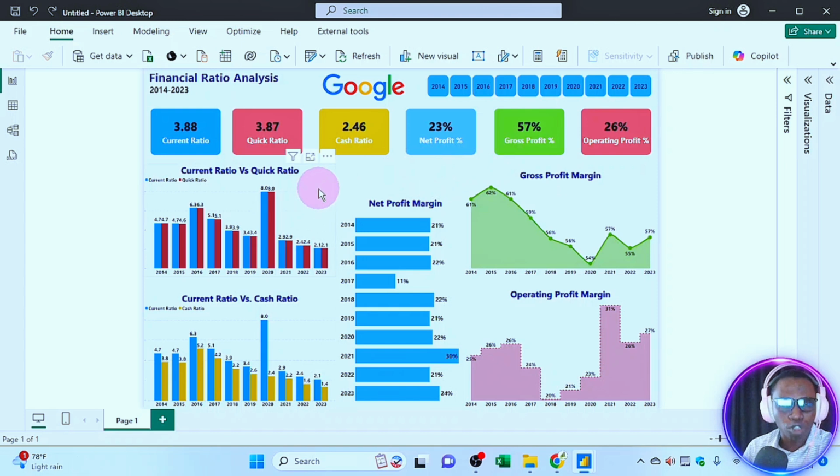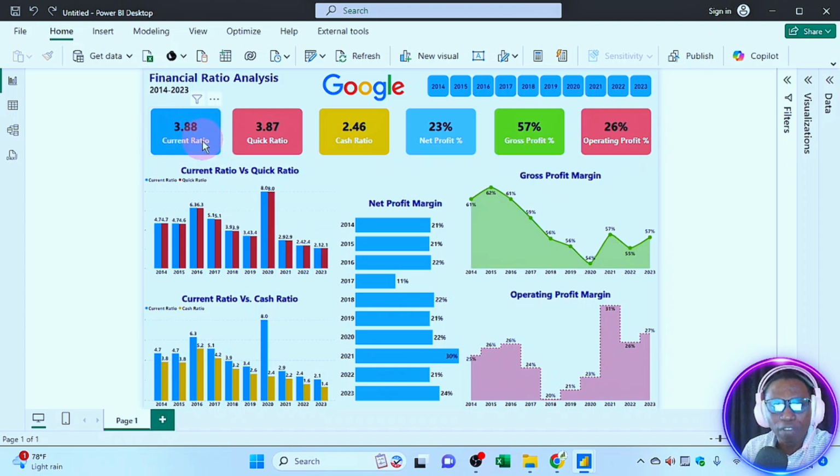And you can see from the visual representation here, the first visual is a comparison between the current ratio and the quick ratio. The formula for the current ratio is simply that you divide the total current assets by the total current liabilities. Both of these metrics can be found on the statement of financial position of Google. And just like I said, you will find it on Yahoo Finance. That's the current ratio.